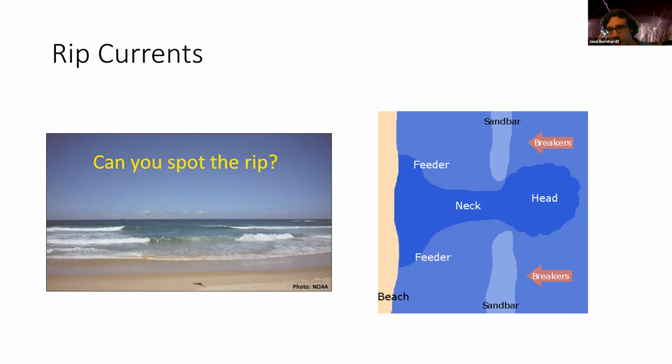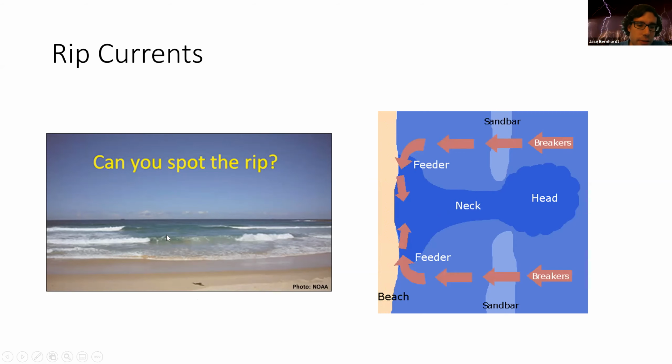But if it's a sandbar, it gets forced through that narrow gap in the sandbar, and it's going to start going quite quickly out to sea. And then that's going to form your rip current. Rip currents will be pulling you out with all of a sudden a very strong flow of water out to sea, perpendicular at a 90-degree angle to the beach, taking you out.